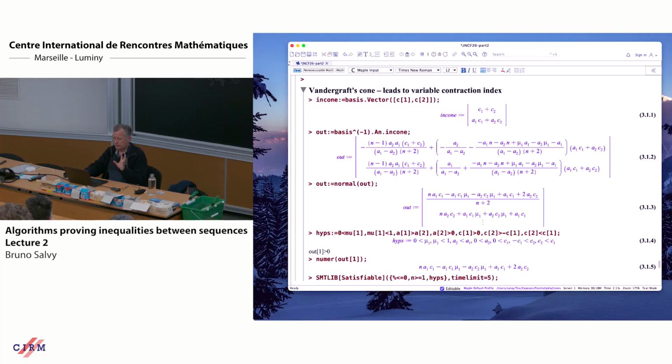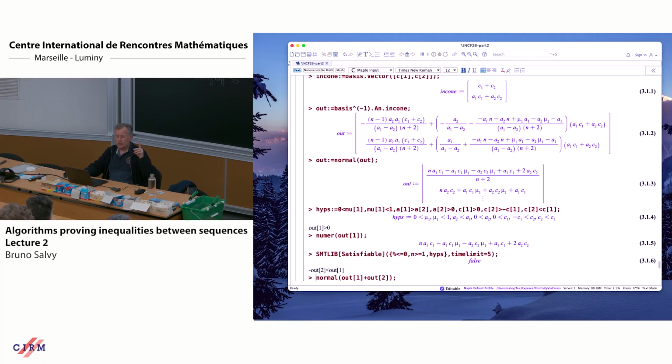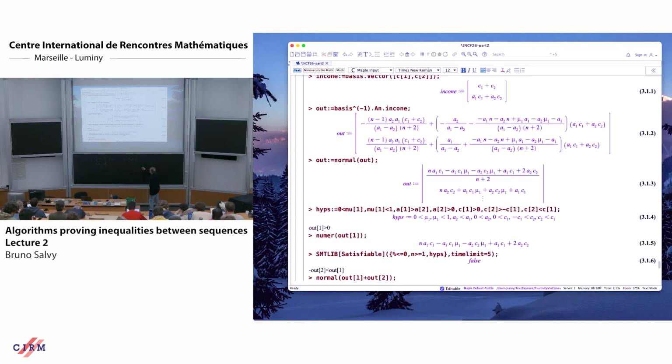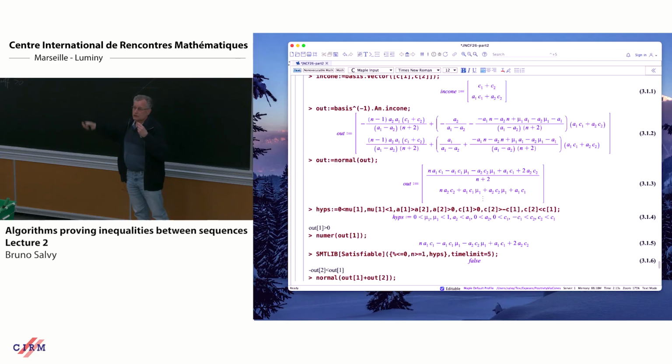The first one is okay. So I have to maybe slow down on this. To prove that it's positive, I check that it cannot be negative. So I take this. Can it be negative with n at least 1 and the hypothesis here? And I give it a time limit. And it says no. So it proves that this is positive for all values of the parameter obeying these constraints. And it's very fast.